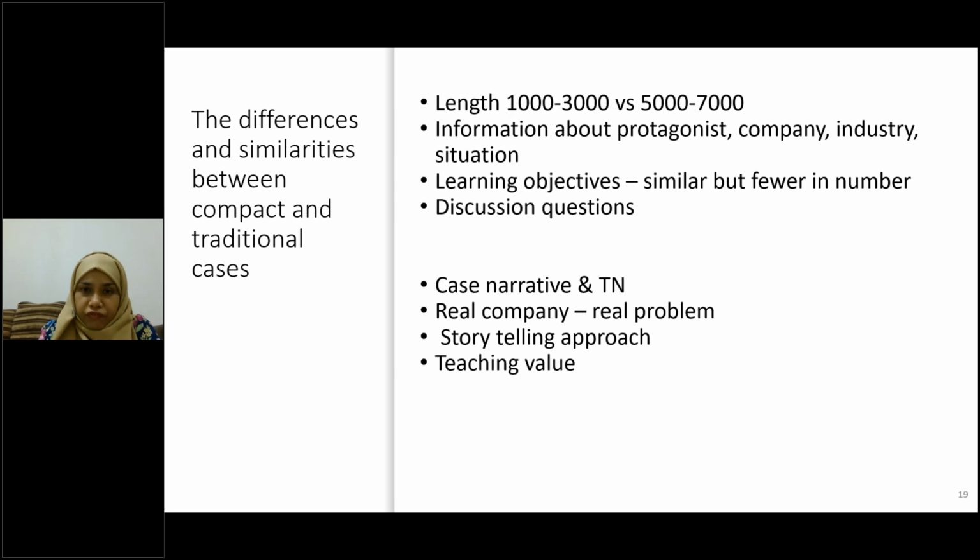And teaching value, there should be teaching value. So what is teaching value? Teaching value is something that we can use to teach a certain discipline, some subject, some particular topic, some concepts or philosophy or some theories in the classroom. So if any case fails to fulfill that purpose, that case doesn't have teaching value. Okay, so those are the similarities for both kinds of cases.